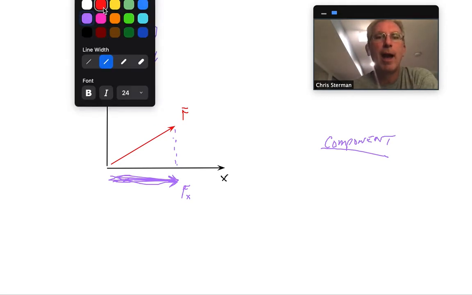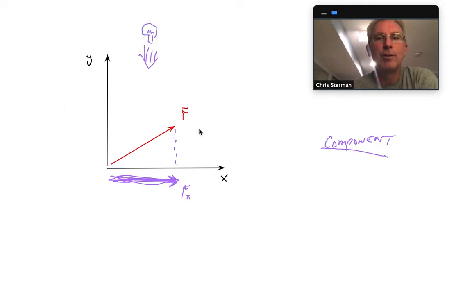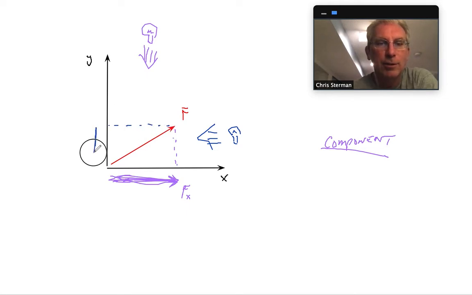I can turn that around, and I can also put a light bulb over here. Here's my light bulb again, and it's throwing out some light this direction. And I'll get a shadow of that force on the y-axis, which looks like this this time.